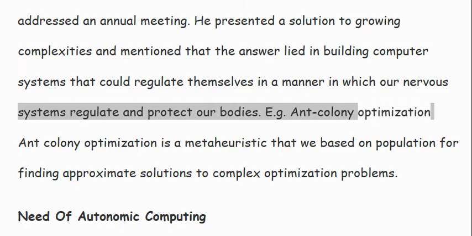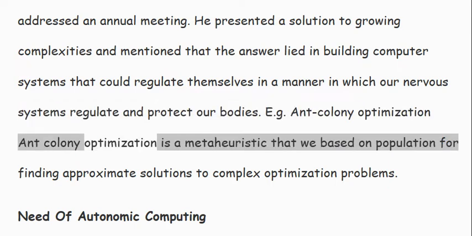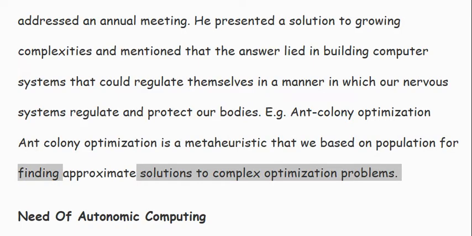E.g., ant colony optimization is a meta-heuristic that is based on population for finding approximate solutions to complex optimization problems.